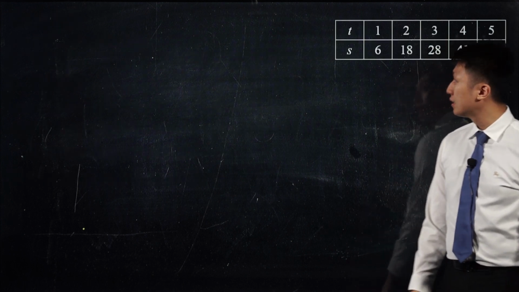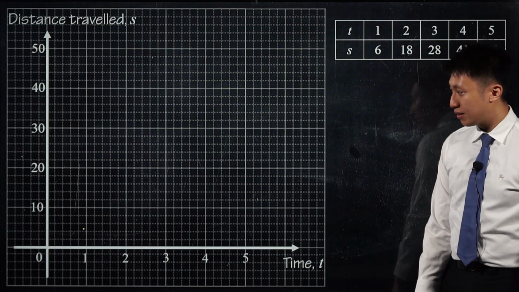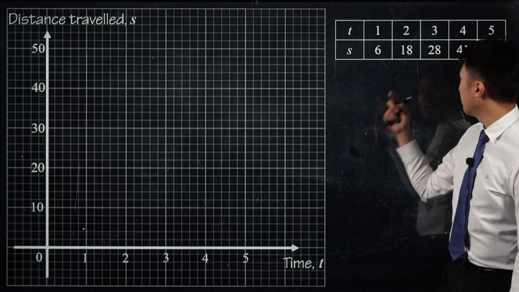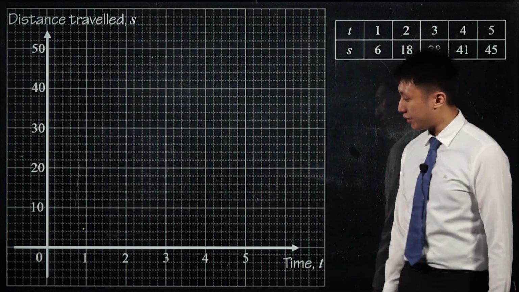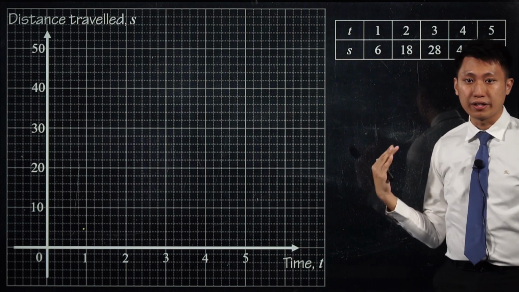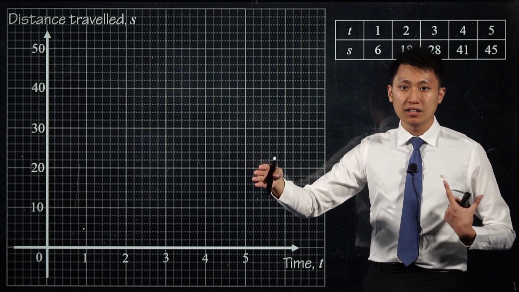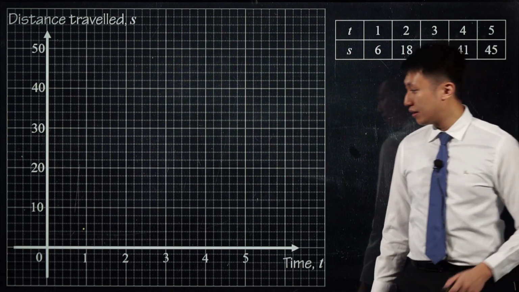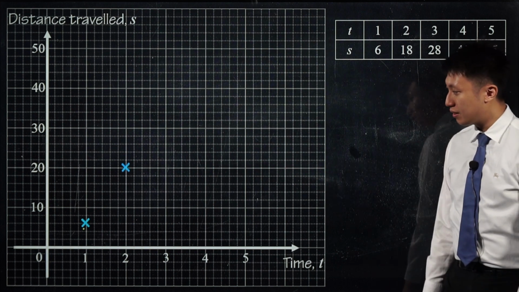Good. Next, given this table, draw it. We can start from something like 10, 20, 30, because this one shoots up to 45. That's why you can go 10, 20, 30, 40, 50. Actually, you can make the scale very large so that it's easier for you to draw. It depends on you, your choice. All right, now let's plot all the points there.